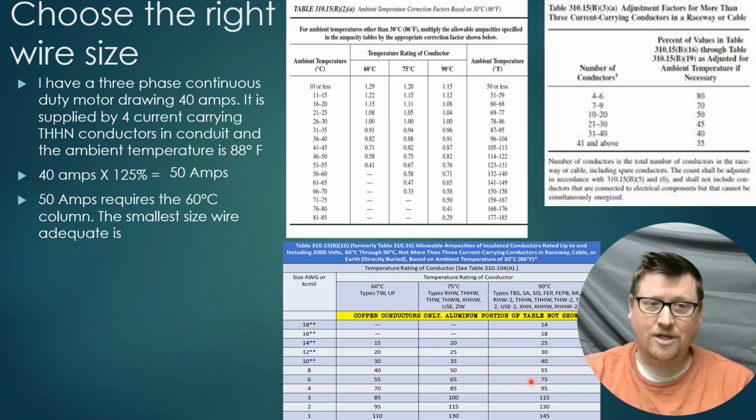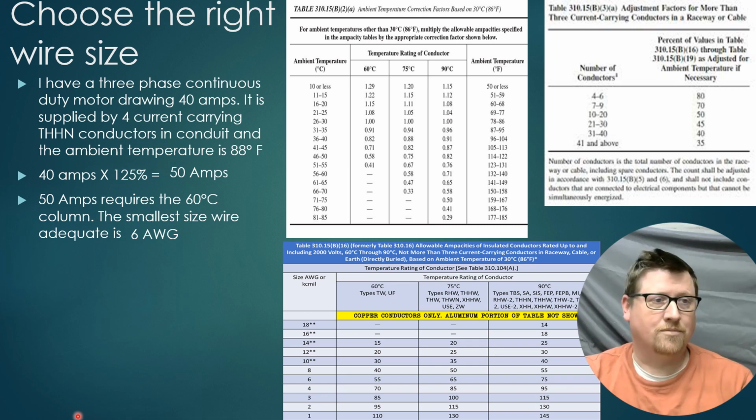Now we're still using the THHN because we want to be padded enough for it to work as we do these adjustment factors. So the smallest wire size that is adequate is the 6 AWG, American wire gauge. That'll be on your test. American wire gauge, AWG. That's how we size wires. Yeah, you got it.